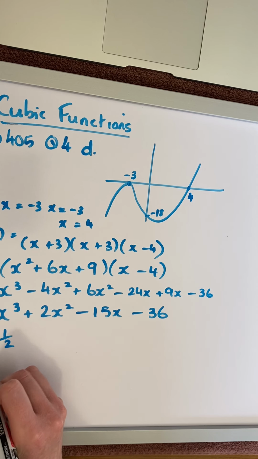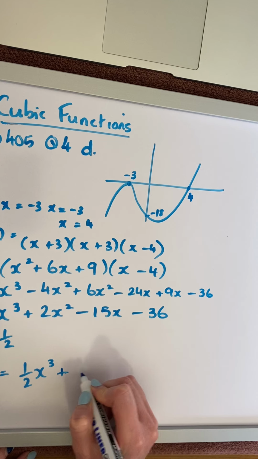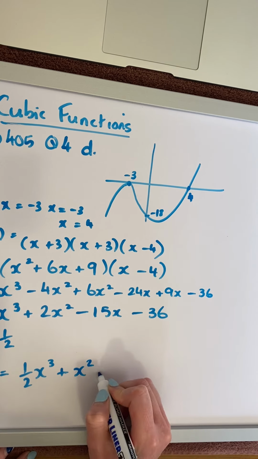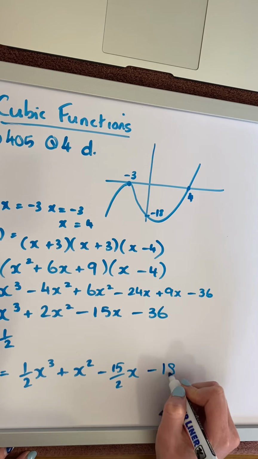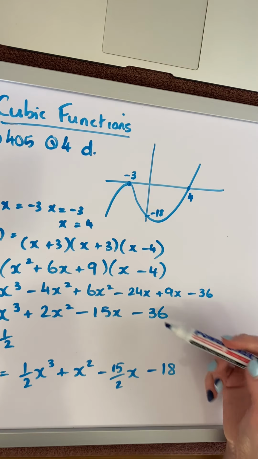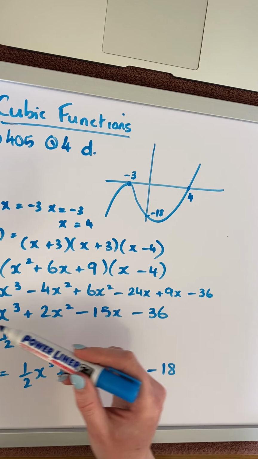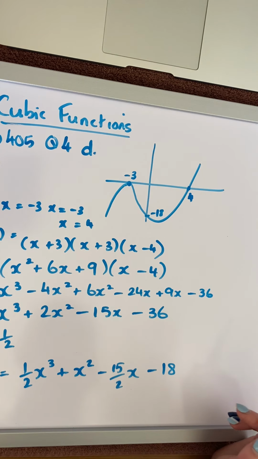So our true equation of our function is a half x cubed plus 1x squared minus 15 over 2 x minus 18, and that would be the true equation of our function. So always make sure that you complete that last step and make sure that you find out the value of the a in front of the x cubed. So that is a fairly straightforward question.